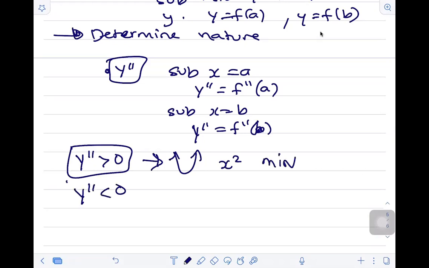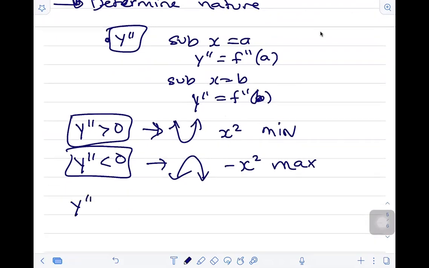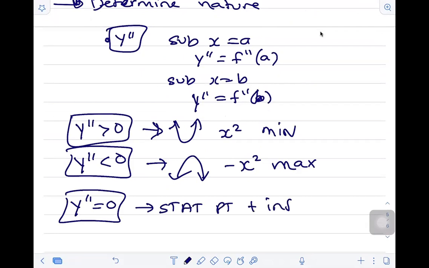If y double dash is less than 0, then that would be a sad face or a negative x squared, so a maximum turning point. If y double dash happens to equal 0, that means it must be a stat point plus it is an inflection. So therefore that equals a horizontal point of inflection.